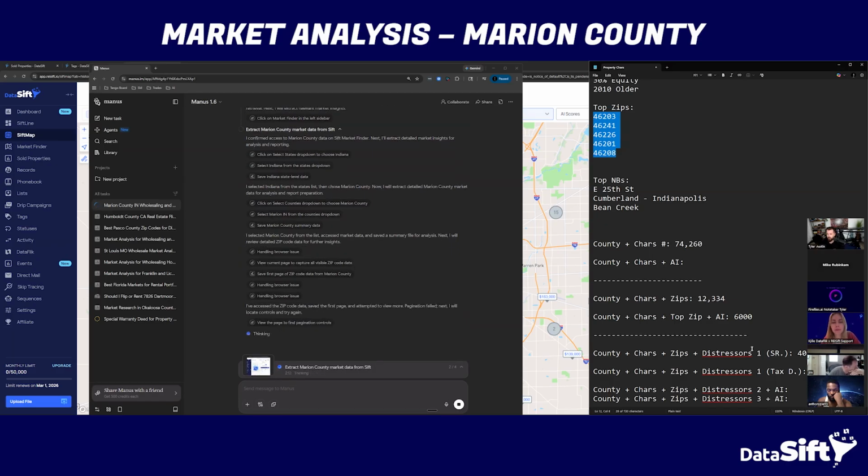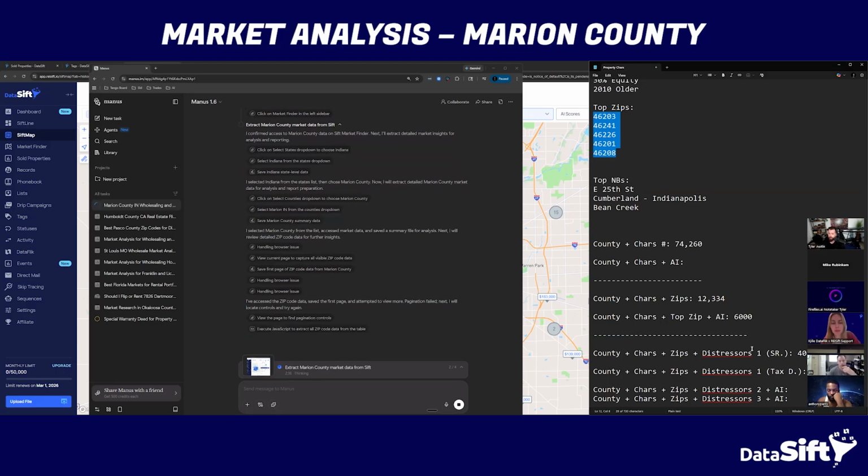I don't know how long, says I have access to zip code data, so it's doing zip code stuff now.